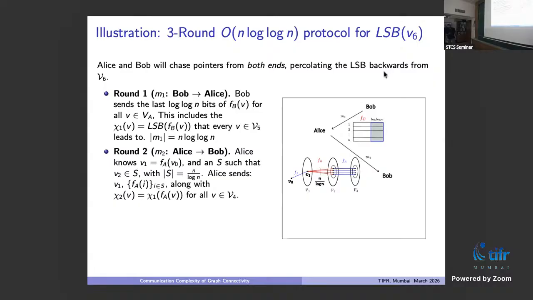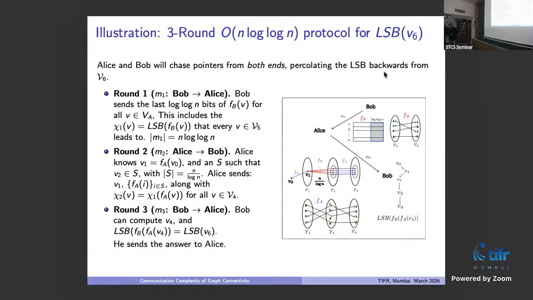Good. But recall that we want to compute LSB of V6, which is 2 layers down. So how do you find LSB of V6? The point is you don't need to know V6 to find LSB of V6. So what they also do additionally, in the first round, Bob sends back information about these vertices. Notice that V5 to V6 is in Bob's control. Okay, so he percolates back the bit information 1 layer. So he tells for every vertex in V5, does it map to a 0 vertex or a 1 vertex on the next layer? Okay, so he's kind of chasing the pointer backwards.